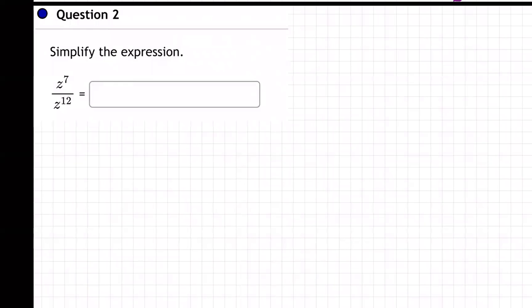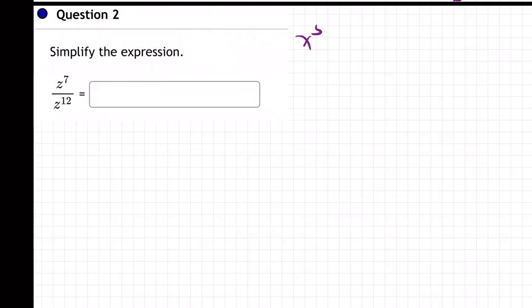Okay, so here, what is the rule on this? We have z to the 7th over z to the 12th, and we want to figure out how to simplify this expression. What do we do? Well, let me show you an example over here.